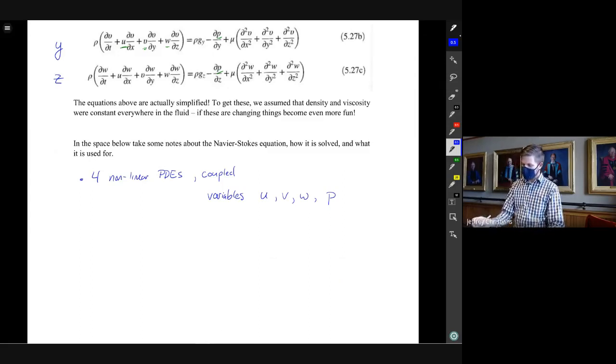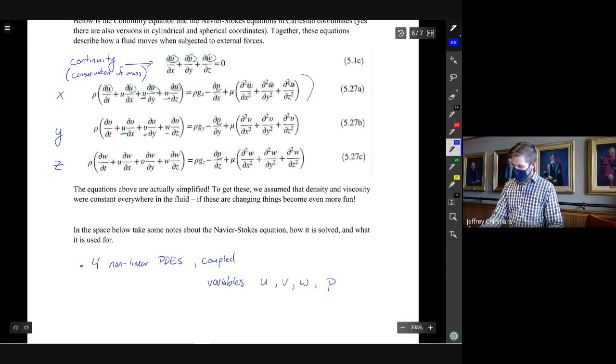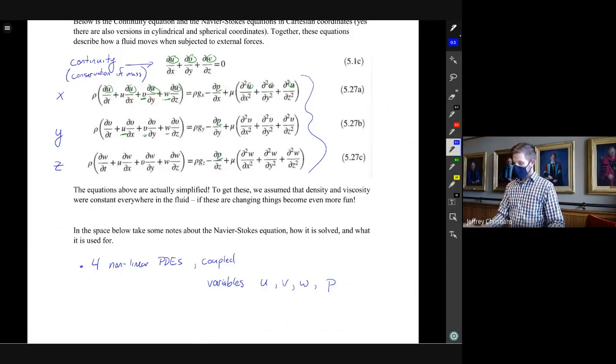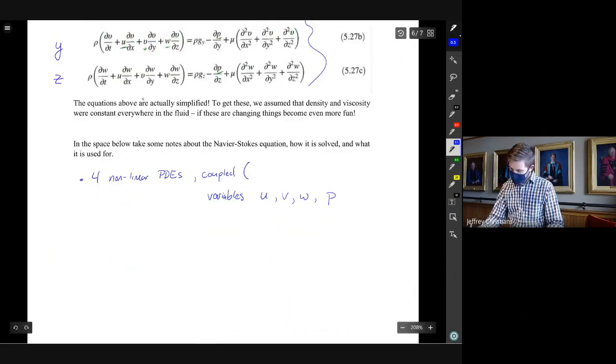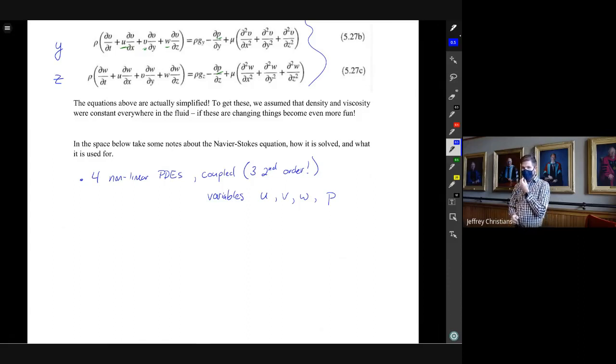We actually have, it's even more fun than just 4 nonlinear PDEs. It's because these 3 of them here are all 2nd order PDEs, right? They'll have a partial squared. So that's fun. They're not even just nice 1st order PDEs. We have 4 variables. We actually also have 4 dimensions.